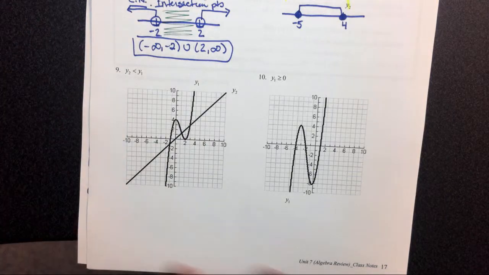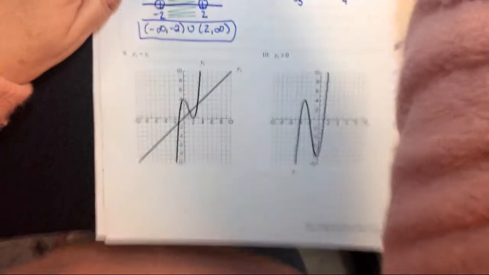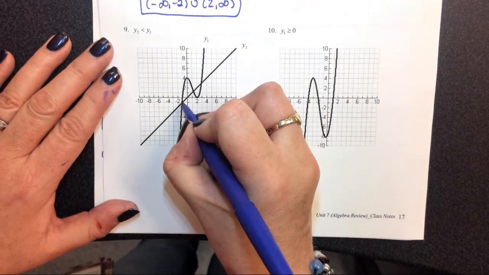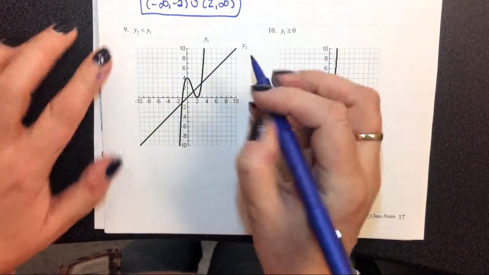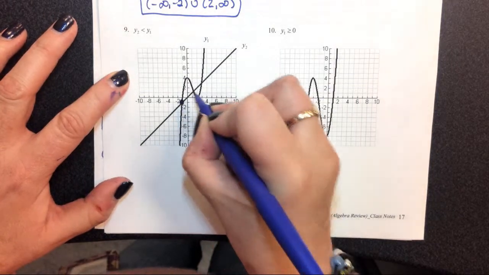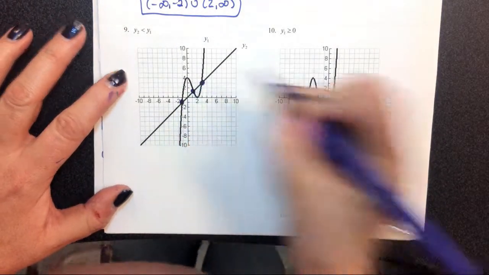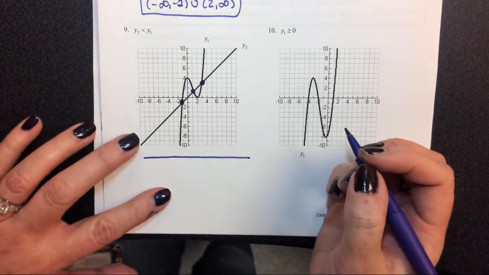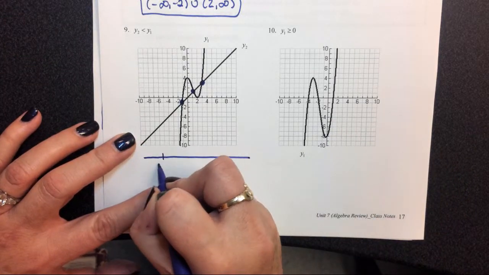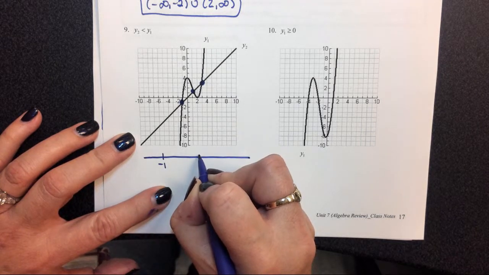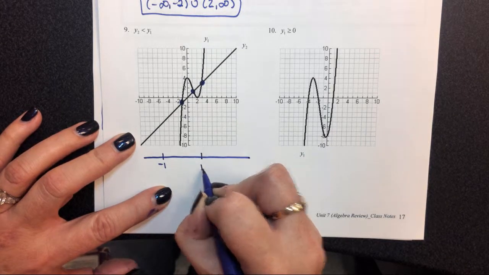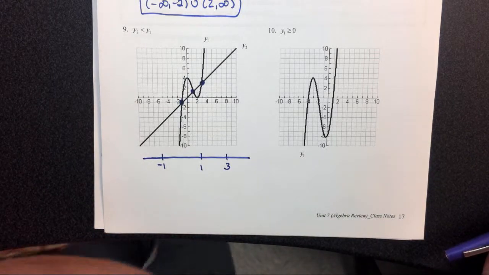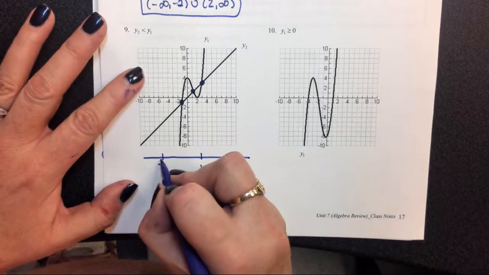Let's look at number 9. So first of all, find your critical numbers. We want to know where is y2 less than y1. Well, here's an intersection, here's an intersection, here's an intersection. So what are your critical numbers? Your critical numbers are what? -1, and what else? 1 and 3. Am I going to use open or closed circles above the critical numbers? Open.